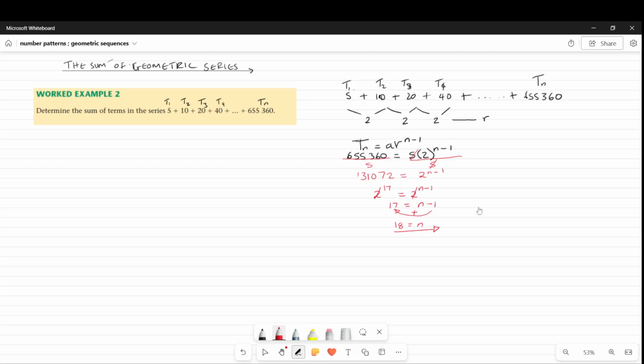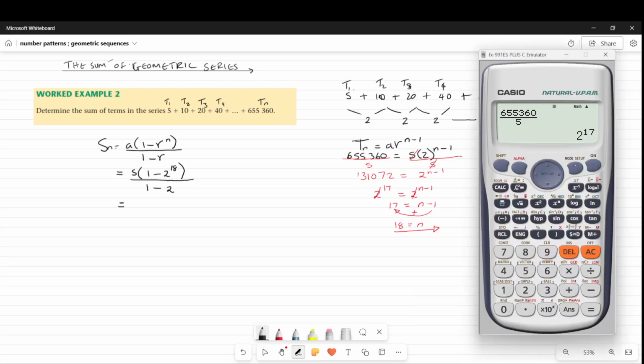Since we got that, now we can come back to the sum formula. Sn is equal to a, open bracket, 1 minus r to the power of n, close bracket, all over 1 minus r. So a is 5, open bracket, 1 minus 2 to the power of 18, because there are 18 terms now, close bracket, all over 1 minus r, which is 2.